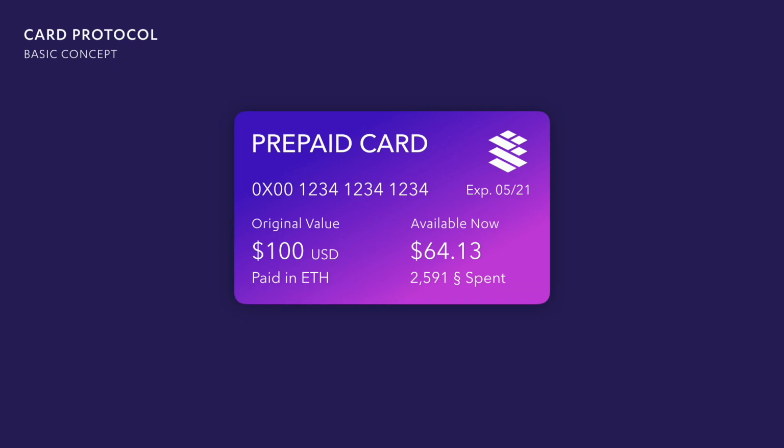For people who do some mathematics, it's because a lot of what the card protocol is doing is managing the exchange rate, or the risk of fluctuation of the underlying currency. So if I pay in Ether and Ether goes up and down in price, what I have left to spend may differ. If Ether halves in value, then maybe what is available now is half of 64, maybe 32. If Ether doubles in value, maybe I get a little bit more, maybe $90 left. So it really depends on what asset is being paid to create a prepaid card.